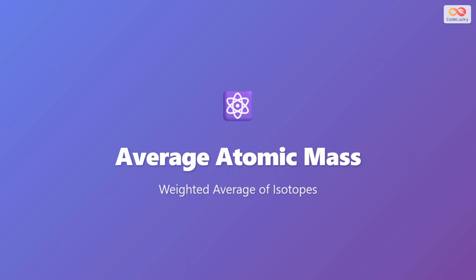Average atomic mass represents the weighted average of isotopes. In this lesson, we'll explore how to calculate the average mass of an element based on the natural abundance of its isotopes.